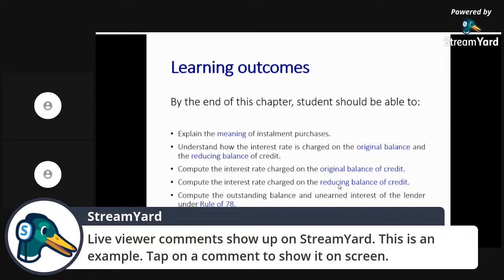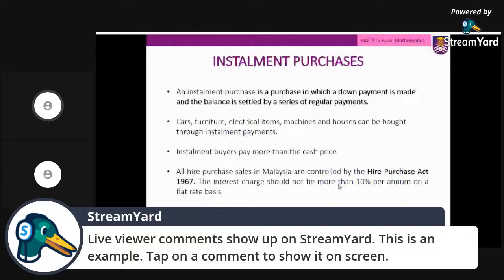Okay, so what is installment purchases? Installment purchases is a purchase where a down payment is made and the balance is settled by a series of regular payments. For example, car, furniture, electrical items, machine, houses can be bought through installment payment. So maknanya you beli barang through bayaran angsuran. Normally we make a down payment, and then the balance hutang yang kita ada tu kita akan bayar through bayaran angsuran.